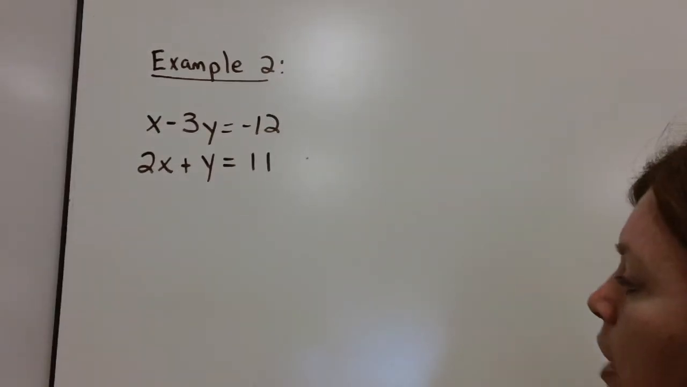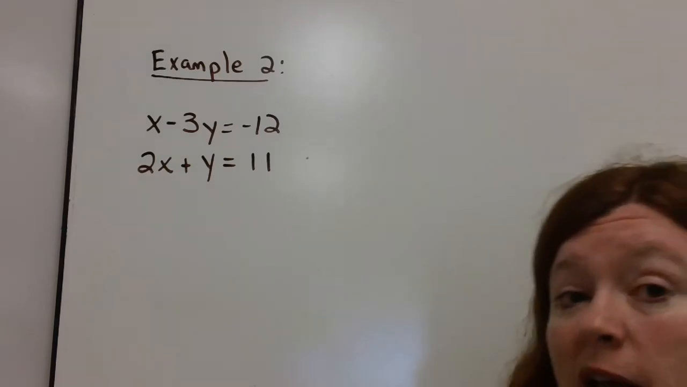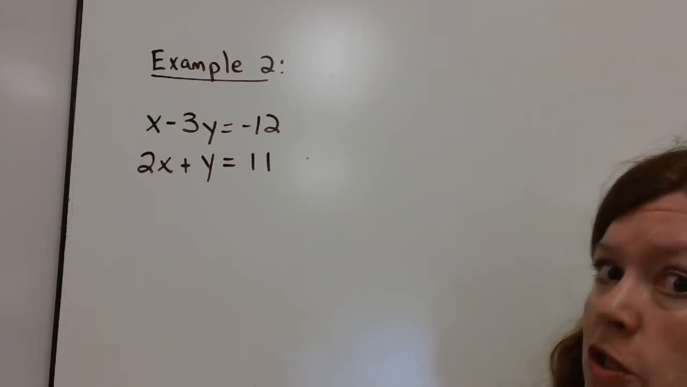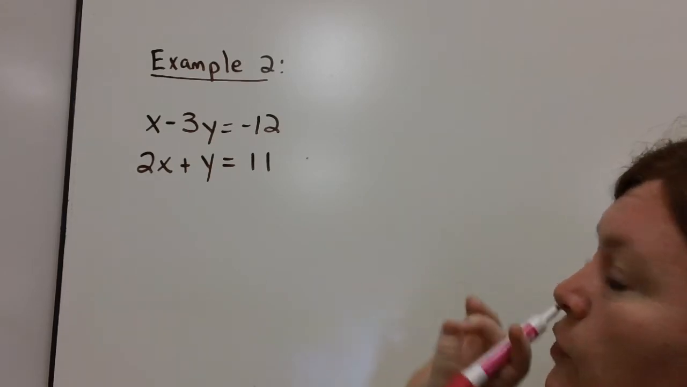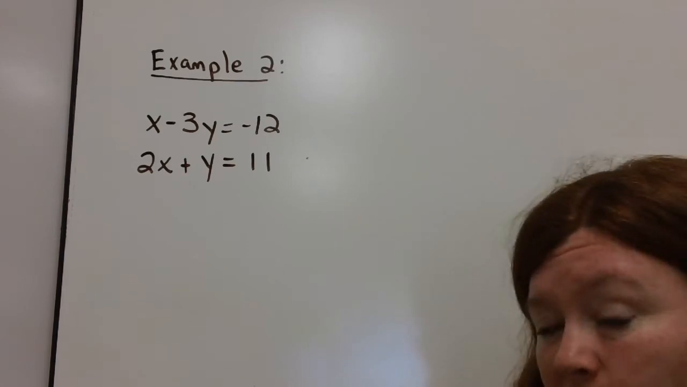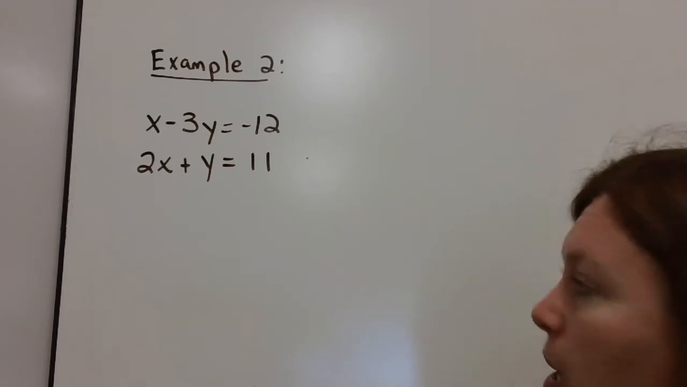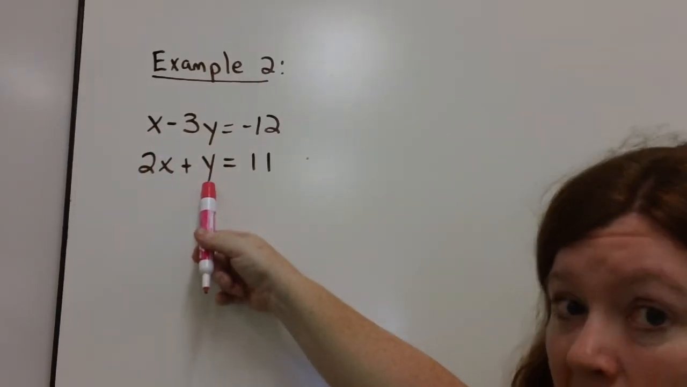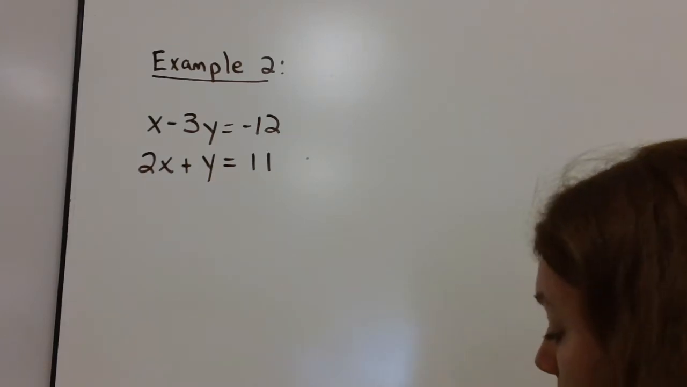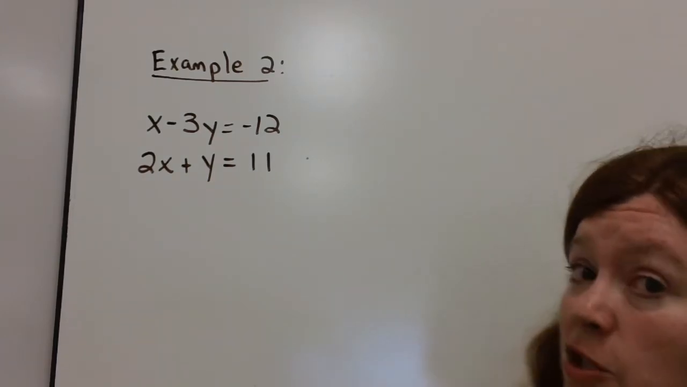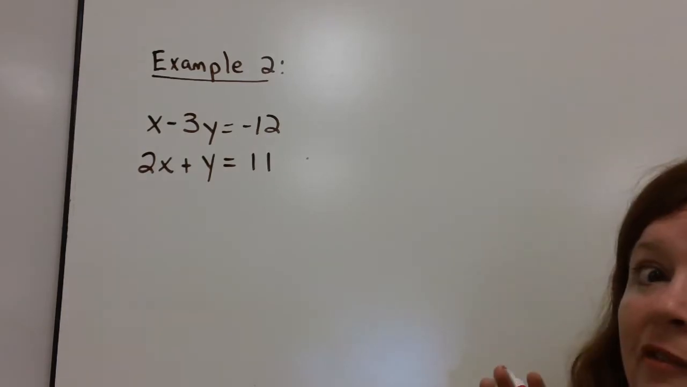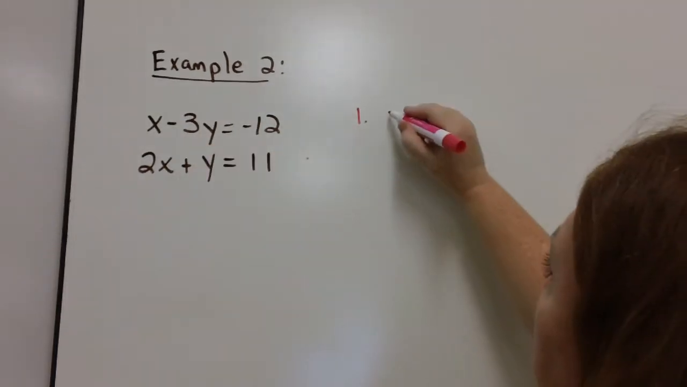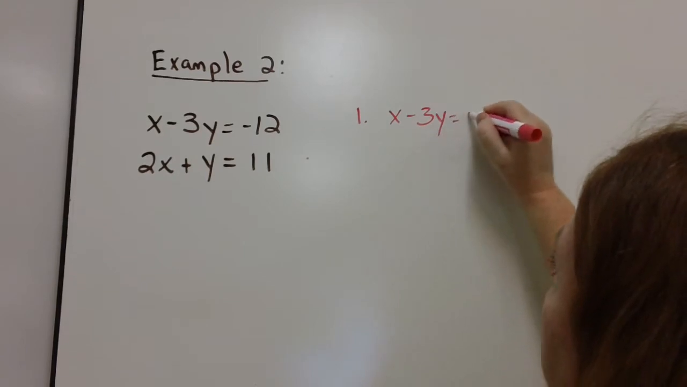My strong advice, if you want to figure out which variable to solve for, is to look for an x or a y with a positive 1 in front of it. A negative 1 will do, but let's try for a positive 1 first. I have a positive 1x here. I have a positive 1y here. I can choose either one. But the step does say solve one equation for x or y, so might as well take the first one. Step 1. Solving for x. X minus 3y equals negative 12.